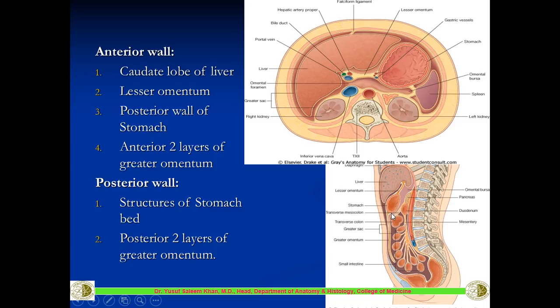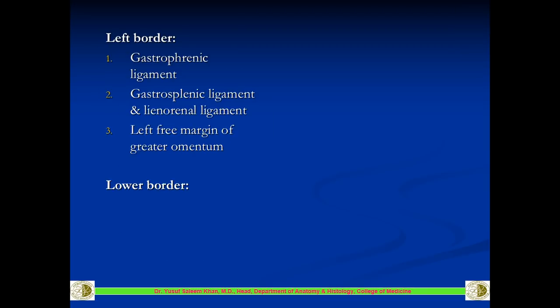As I said, between the four layers, between the first two layers and the last two layers is the cavity extending here. So the posterior two layers, the third and the fourth layer of the greater omentum, form the posterior wall, along with the structures of the stomach bed. As I said, the kidney, suprarenal gland, aorta, all these structures will be forming the stomach bed. So we have discussed the stomach bed in detail when we studied the stomach. So if somebody wants to know, they can go back to the lecture of the stomach.